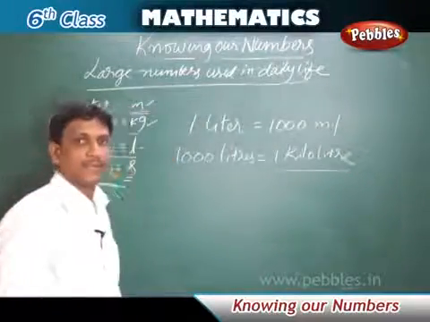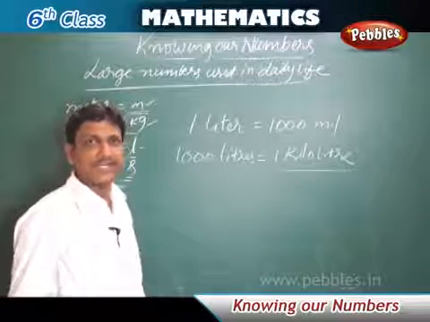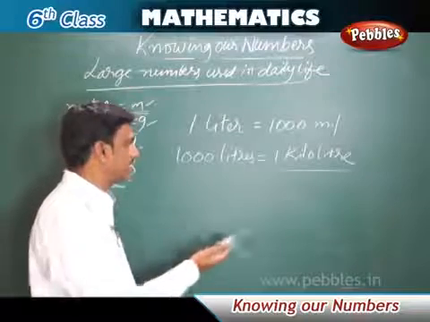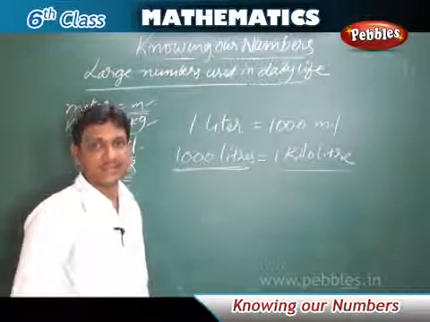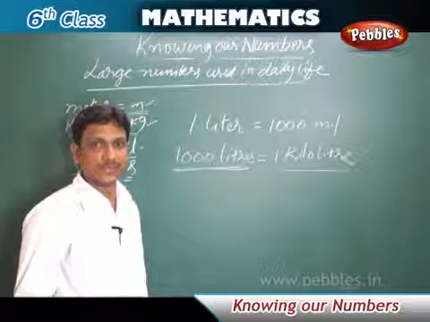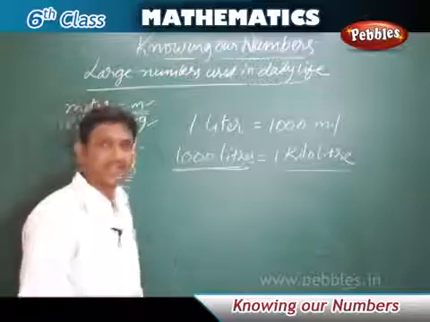A kiloliter is a very big volume. For example, in a bucket of water we find around 20 liters. So 20 liters will fit in a bucket. So what is a kiloliter? 1000 liters. You can imagine such a big number. The water that is stored in reservoirs and in water tanks is measured in kiloliters.